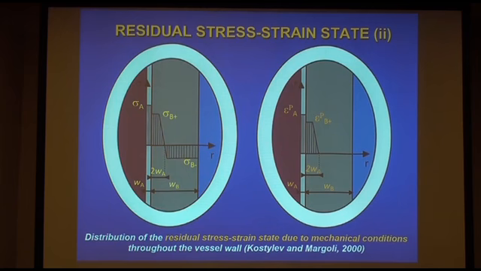by adding the mechanical residual stresses and the thermal residual stresses. Here we have, from a reference by Kostilov and Margori, distribution of the residual stress-strain state due to mechanical conditions through the vessel wall. Here we have tensile area near the aggressive environment. This is the cladding, this is the low carbon base material, this is the 316L steel. We have higher tensile stresses near the aggressive environment, unfortunately, and regarding equilibrium we have compresses in the base material. And here we have the profile of strains, high tensile strains in the near aggressive environment area.